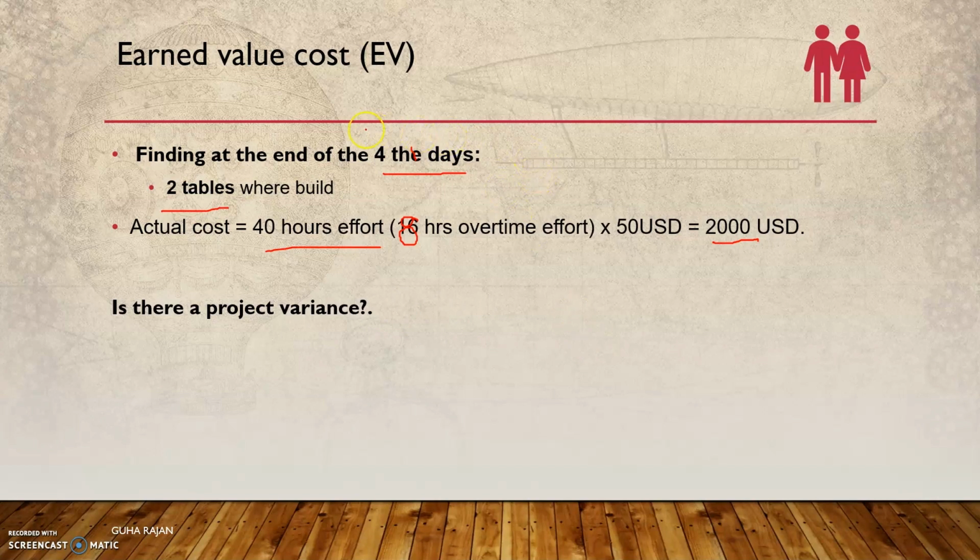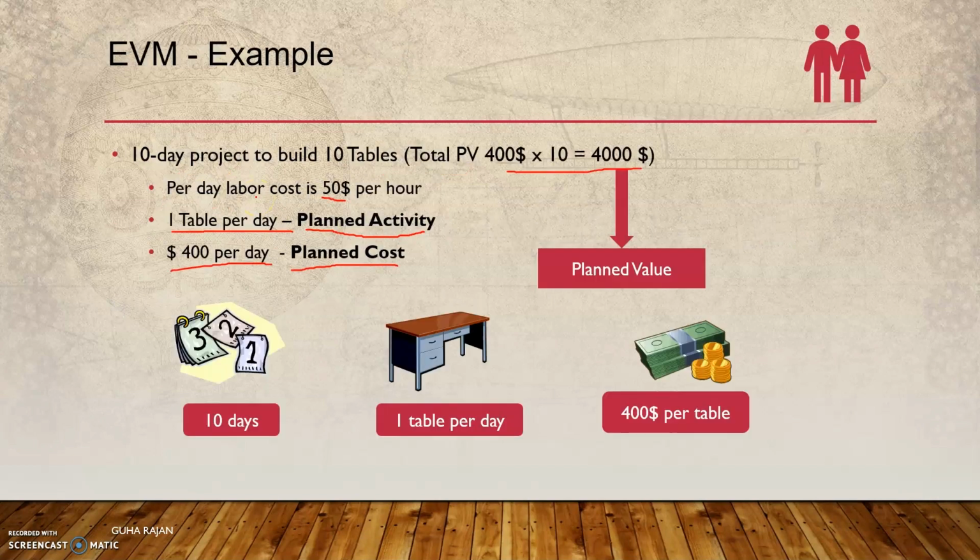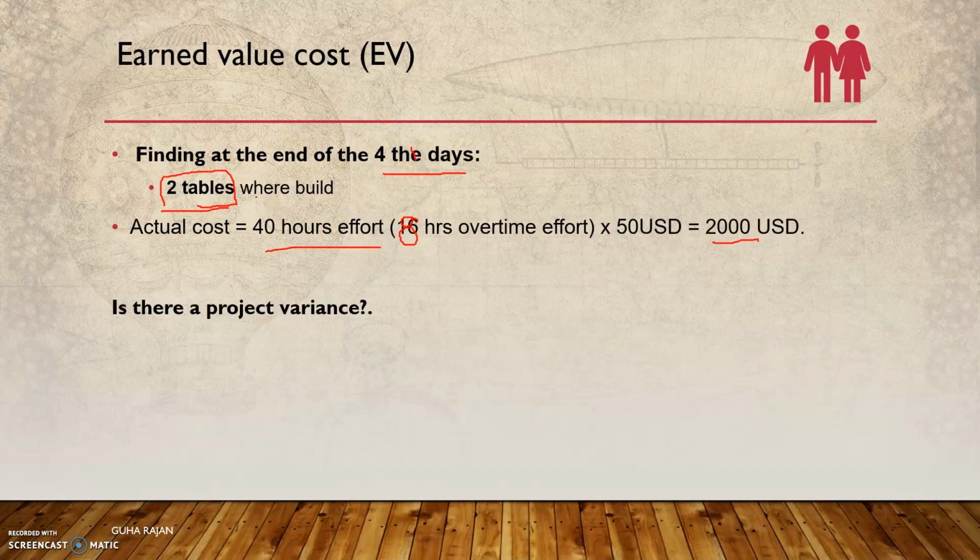Here, if you look at it, you have built only two tables. That means you have not built four tables, which is what you should have built. If you look at it, the planned value is 400 into 2, which is 800 USD, and the actual cost spent is 2000 USD. This indicates that you are behind schedule.